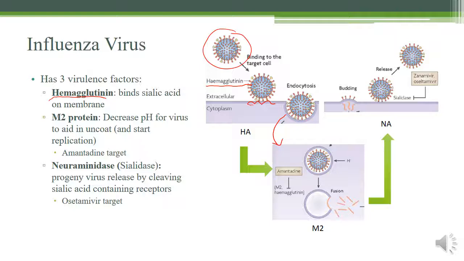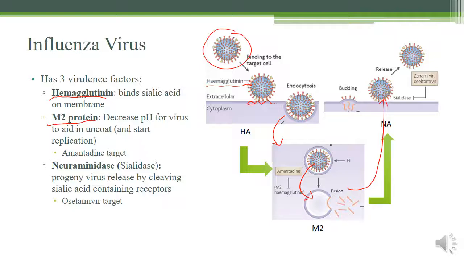The next one that we need to know about is the M2 protein. This M2 protein will decrease the pH, and this changes the protein coat and allows the RNA to be released into the cell. This RNA will replicate and make several different viruses that will then start budding off over here. But the issue is that these budding viruses can't really be released and spread unless they detach from the sialic acid that's on our cell surface membrane.